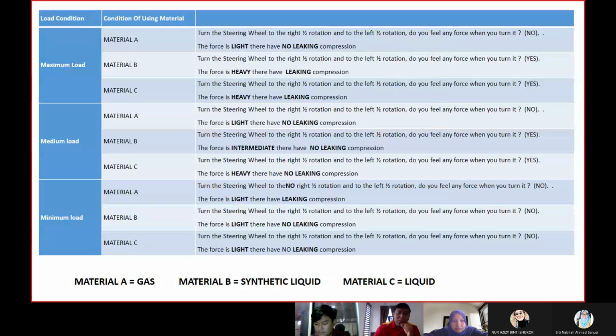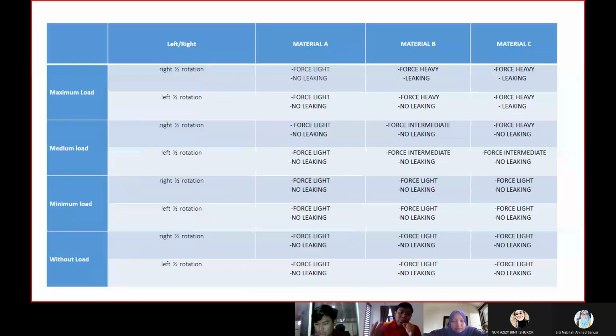So now we want to test which rotation the leaking comes from, whether right or left. So now we put without load, minimum load, medium load, and maximum load for the stage. The first one is without load. When we rotate half right and left, materials A, B, and C have the same result: still force light, no leaking.